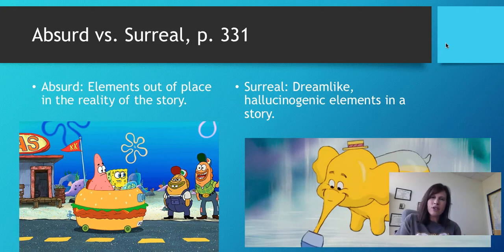I think of Dali. If you're in Art 121, or if you've taken an art class and you've looked at Dali, he has the melting clocks and the elephants on stilts, that's all surrealist. It's very dreamlike, Alice in Wonderland-esque. Doesn't make sense. Whereas absurd, yeah, you know what a fish is, you know what a hamburger is, you know what a sponge is, and you know what all these elements are, they're just not something you would normally see in reality. They're all real, but they're just not put together in a way that is normal.